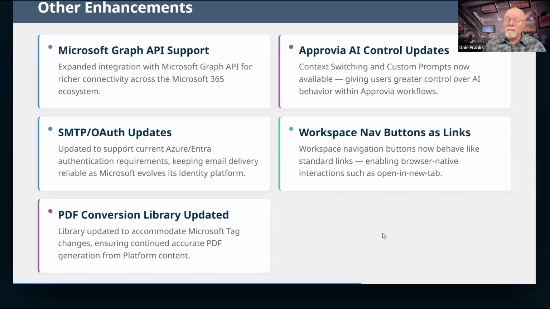Because the conversion library that is used in older versions of Process Director is no longer valid, because Microsoft has changed the XML schema, and not even a huge change, but enough so that the old PDF conversion library that shipped with the earlier versions of Process Director, I think that was Aspose version 20, does not recognize some of these new tags that Microsoft has put in. So we have updated that conversion library.